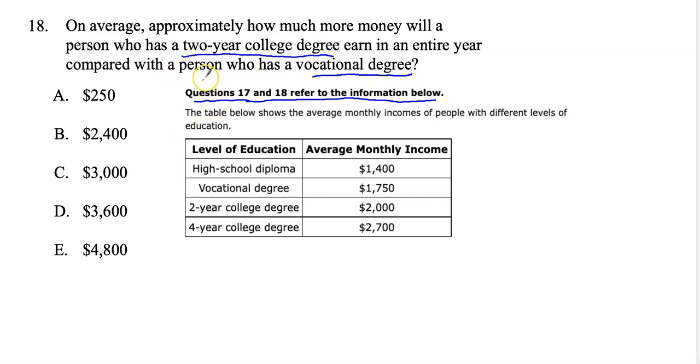So on the table, we're going to go to a 2-year college degree and a vocational degree. And let's see. Let's read this. In an entire year, right here. We're comparing an entire year's worth of salary. So this is measured in months here. So how many months are in 1 year? Hopefully you know that 1 year contains 12 months, right? 12 months.